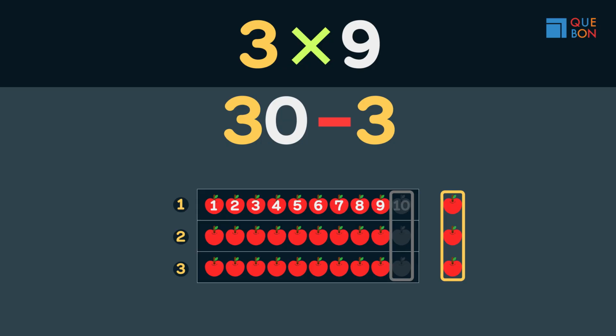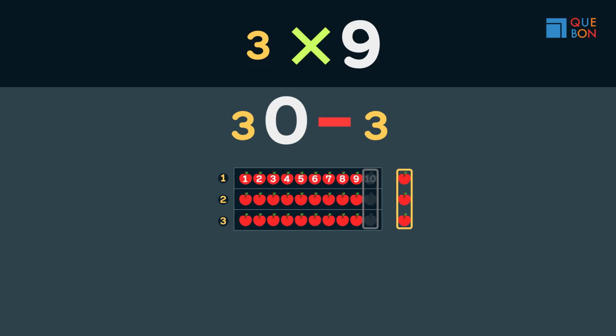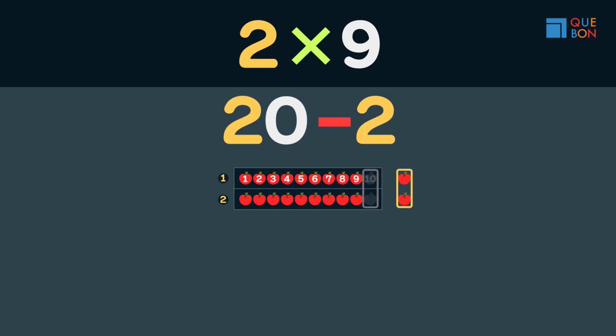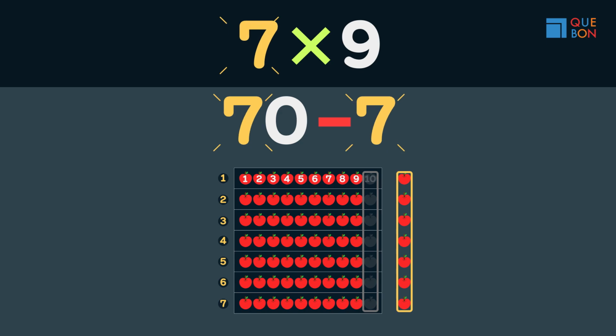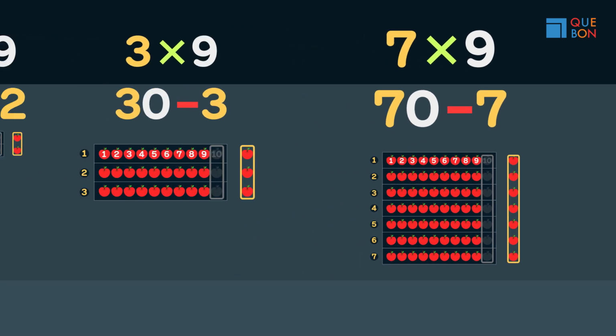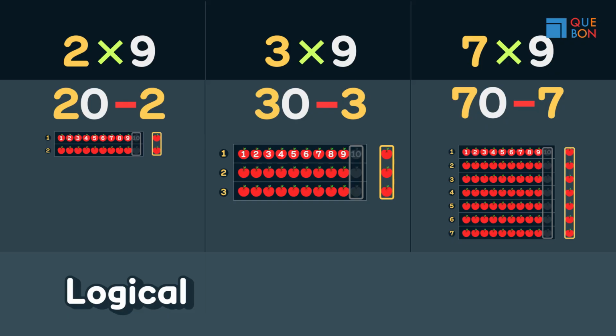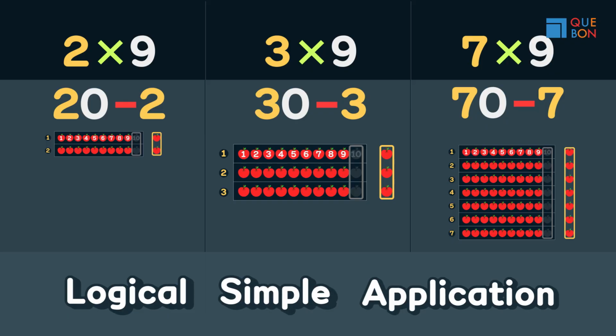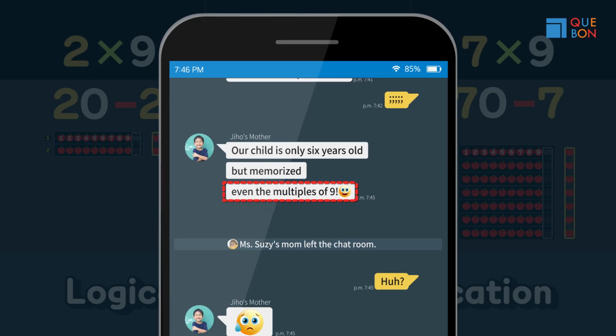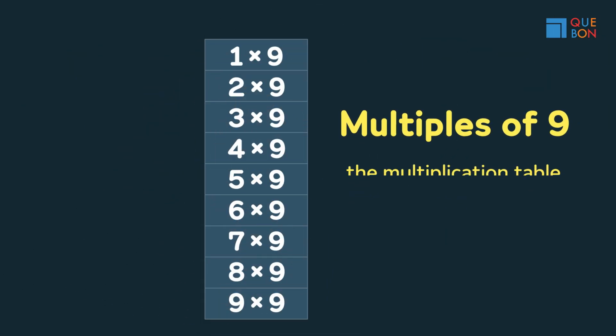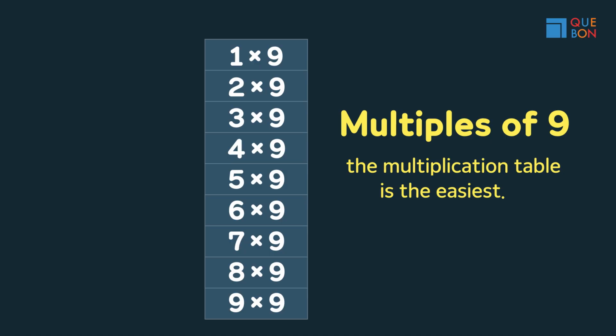So we now know that we can apply this idea to other situations. 2 times 9 is 20 minus 2. 7 times 9 is 70 minus 7. This seems more logical and simpler when applying to other situations and problems. From now on, don't brag about memorizing the multiples of 9 in the multiplication table. Multiples of 9 in the multiplication table is actually the easiest.